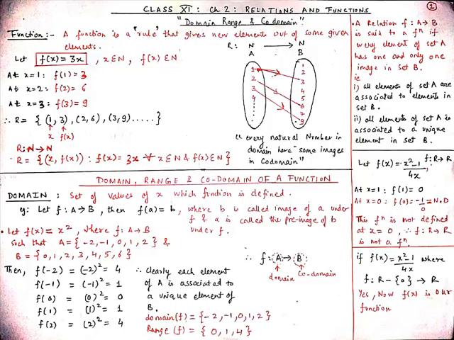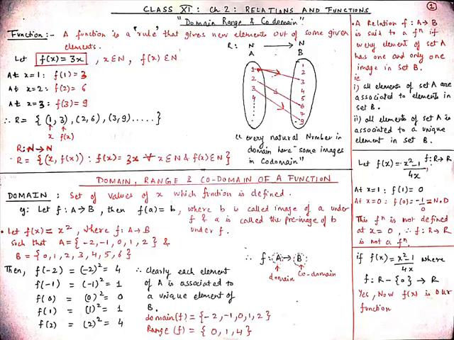To understand it, let us consider a function f(x) = 3x. Here, x belongs to natural numbers and f(x) also belongs to natural numbers. When we put x = 1, we get f(1) = 3 into 1, which is 3. When we put x = 2, we get f(2) = 3 into 2, which is 6. And when we put x = 3, f(3) = 3 into 3, which is 9.